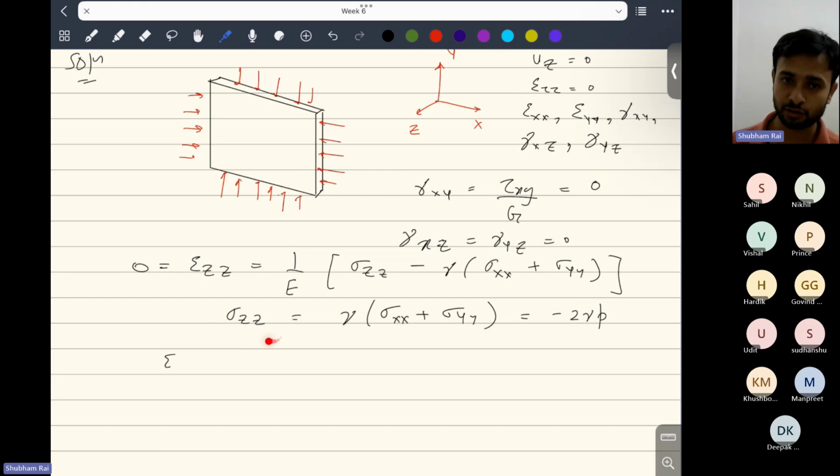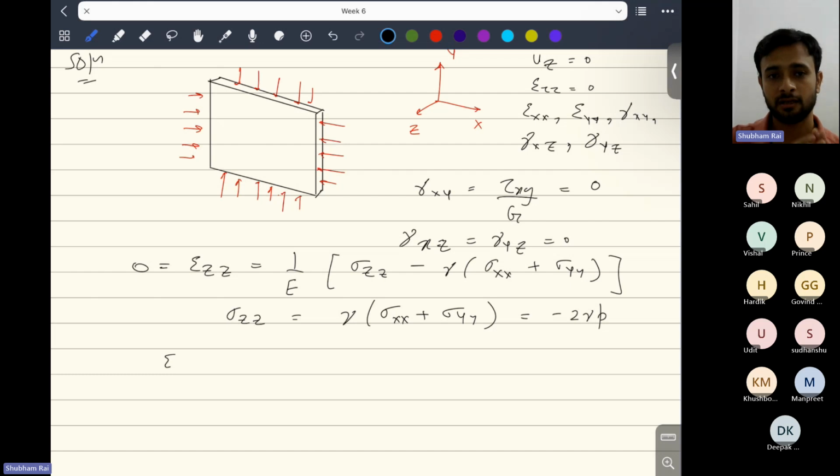So sigma zz you need for finding epsilon xx and epsilon yy. That's why we have found out sigma zz. So that will be in terms of sigma xx and sigma yy only, because epsilon zz is 0. Since I believe the plate would have been free in the z direction, there wouldn't have been any stress. But now you have restricted the plate in the z direction.